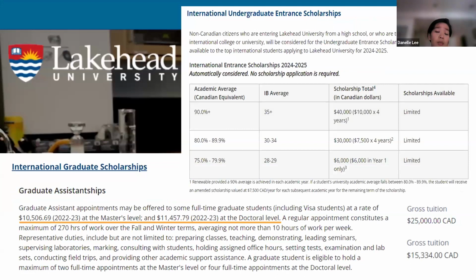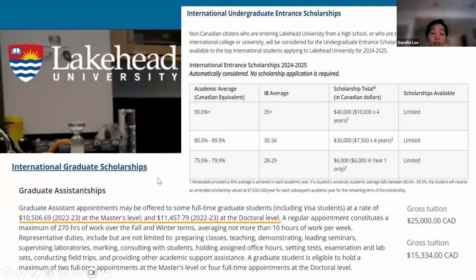Lakehead University very affordable as well because they have scholarship up to 40,000 for 4 years, which is 10,000 a year. Okay, so if your result is very good in your high school, then try to apply for this year's September intake, which you can get a very good scholarships. It will be given in your offer letter. No scholarship applications are required.